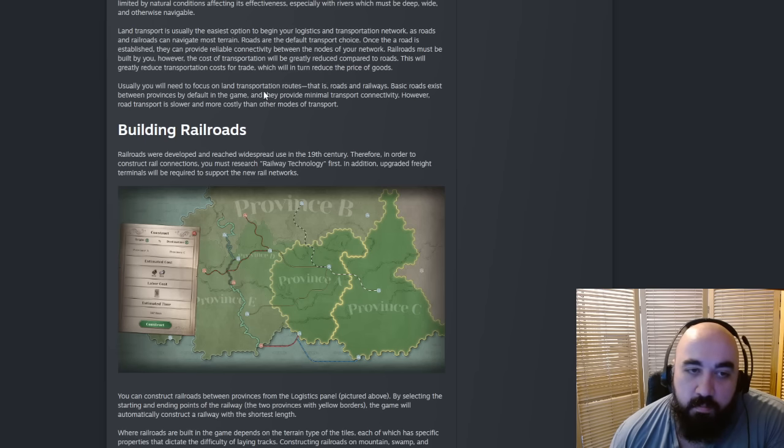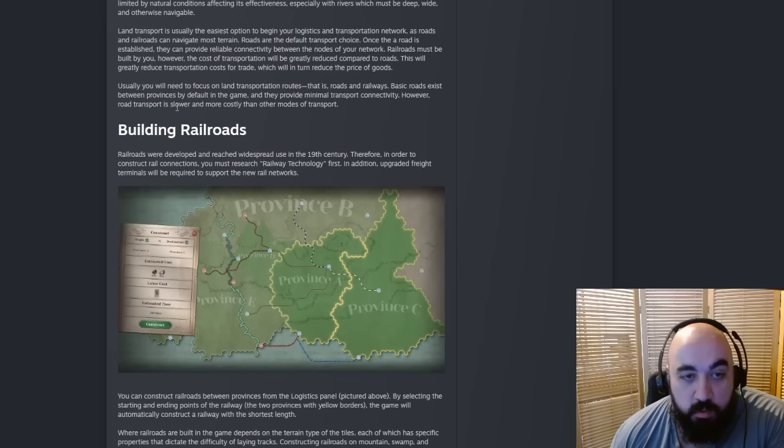But okay. Usually you'll need to focus on land transportation routes. That is roads and railroads. Basic roads exist between provinces by default in the game, and they provide minimal transport connectivity. However, road transport is slower and more costly than other modes of transport.